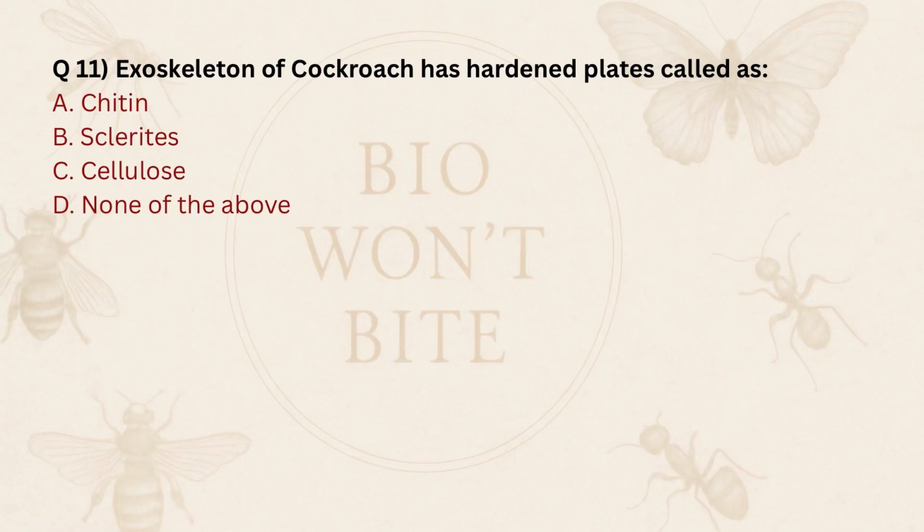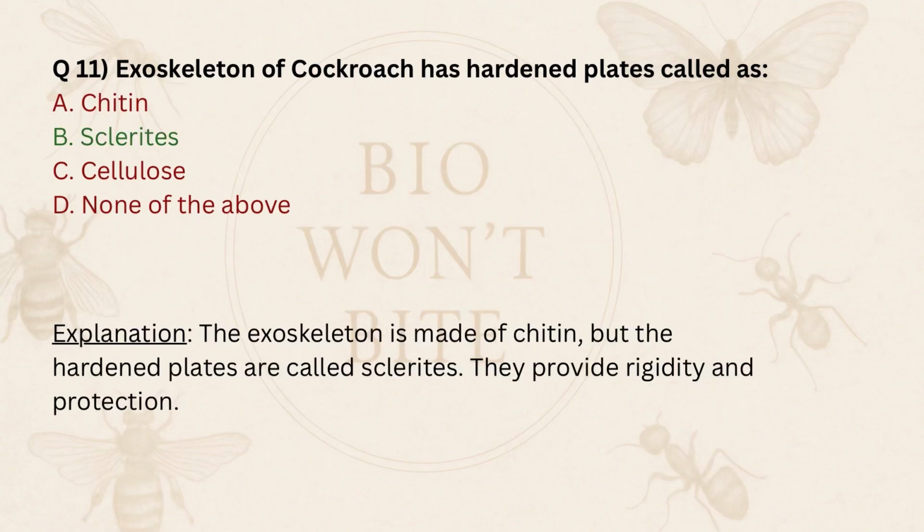11. Exoskeleton of cockroach has hardened plates called as. The correct answer is option B, sclerites. The cockroach exoskeleton is made of chitin, and the outer hardened plates on its body are called sclerites. These sclerites are joined by flexible membrane, giving the insect both protection and movement.